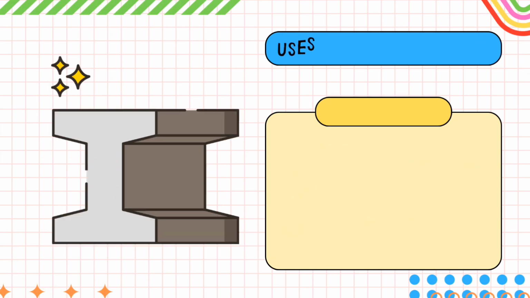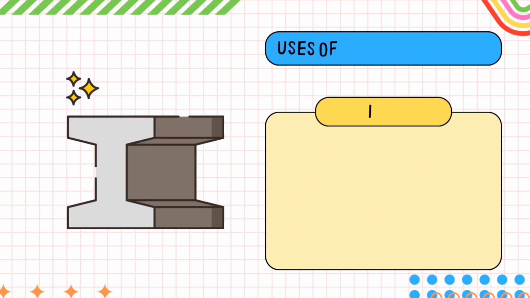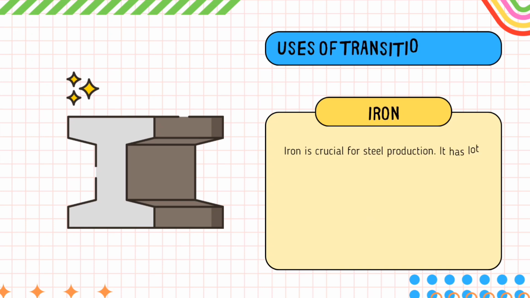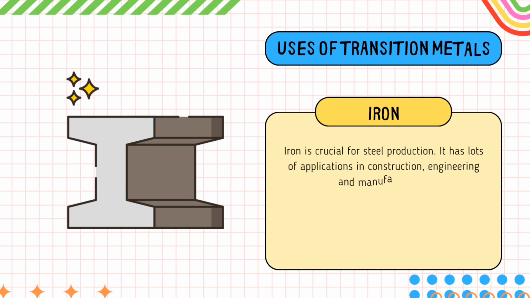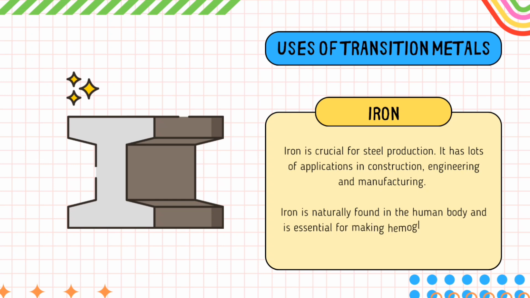Now we are going to study another transition metal and its usage. This metal is iron. Iron is crucial for steel production. It has lots of applications in construction, engineering and manufacturing. Iron is naturally found in the human body and is essential for making hemoglobin, a protein in red blood cells which transports oxygen.